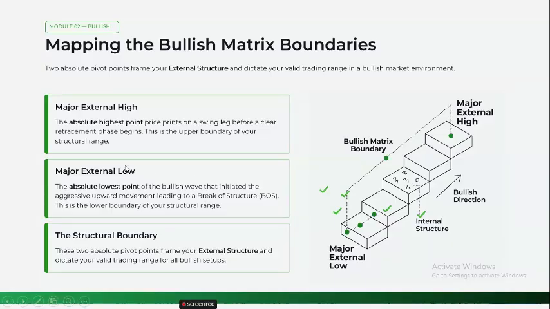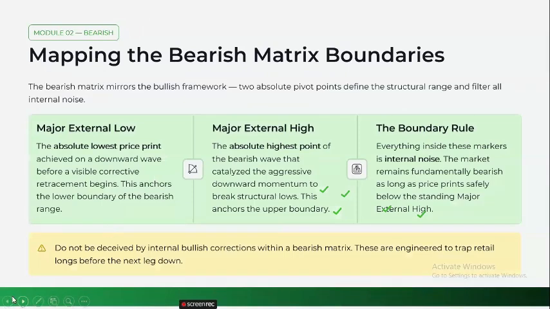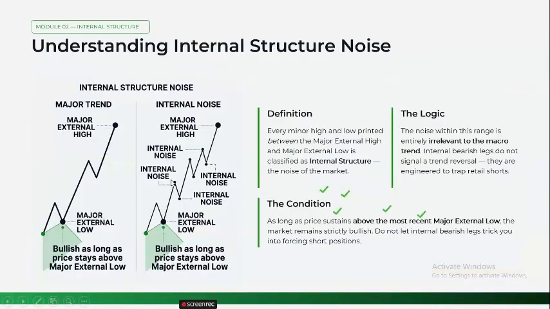So the major external high is the absolute highest point price prints on a swing leg before a clear retracement happens. And the external low is the absolute lowest point. These two absolute pivot points frame your external structure, which dictates your valid trading range for bullish setups. And that is essentially the image that we are looking at.